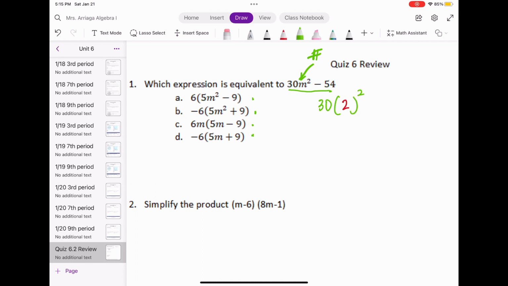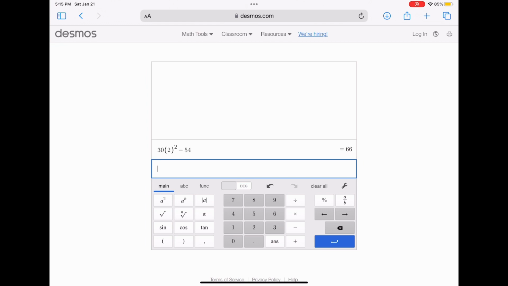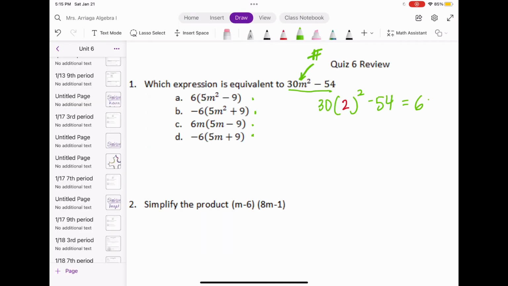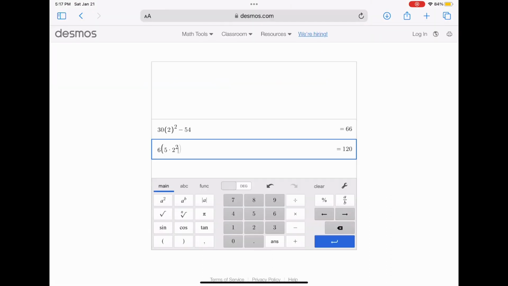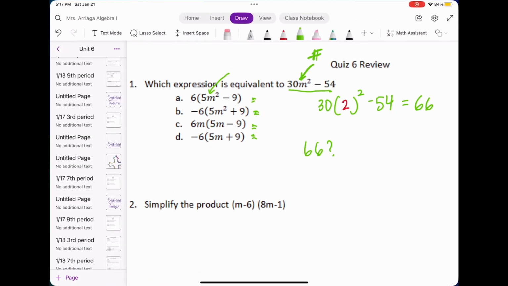Using Desmos, I plugged it in, and as you can see, I got 66. Now, since it's multiple choice, I'm going to plug in 2 for all those m's in choices A, B, C, and D, and see which one gives me 66. When I plug it into A, the first one gives me 66. So right away I know that A is my answer, and I don't have to go any further.